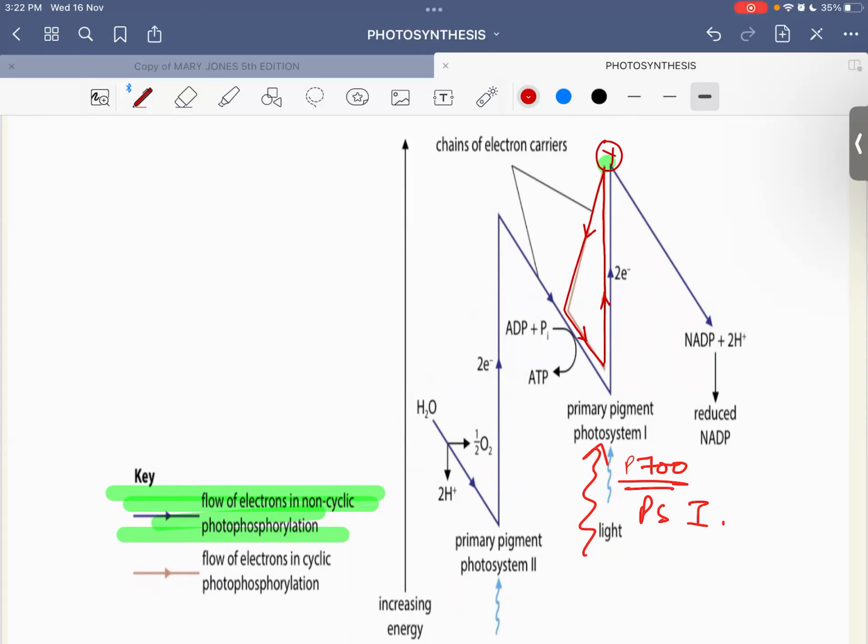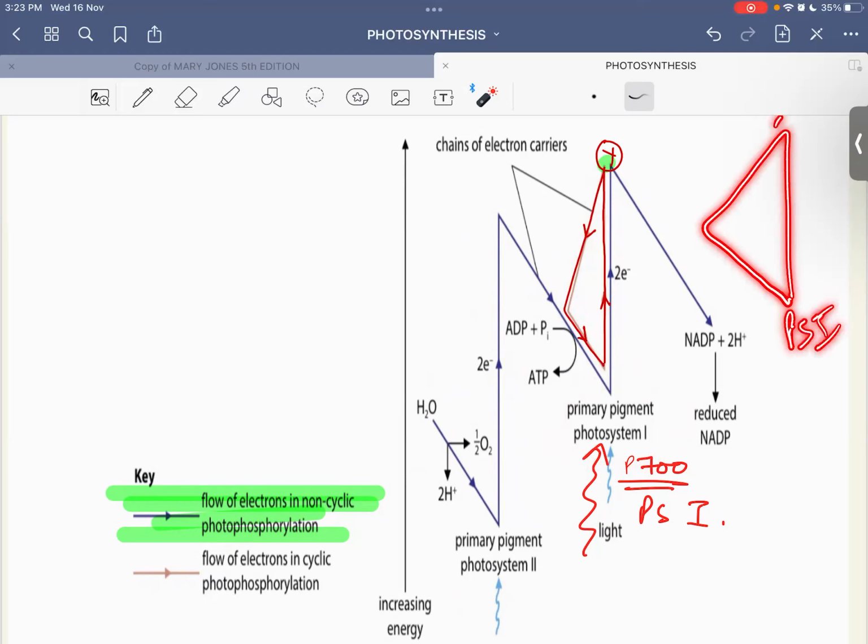Now look, you can see I have highlighted it with my red pen that the cyclic photophosphorylation starts from photosystem 1. तो ये start हो गया, ऊपर जा रहा है, electron acceptor आ गया, फिर chain of electron carriers, वापस photosystem 1 पे आ गया. बिल्कुल एक triangle की तरह है, cyclic ऐसे. Photosystem 1, electron acceptor, again the chain of carriers, back to photosystem 1, ऐसे है. समझ आया? Yeah, okay.